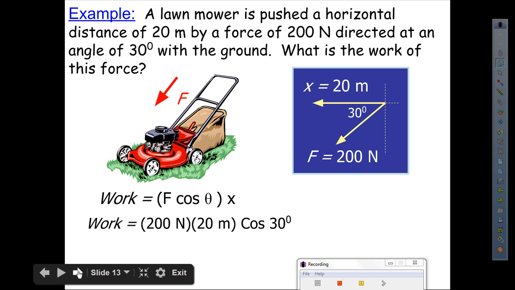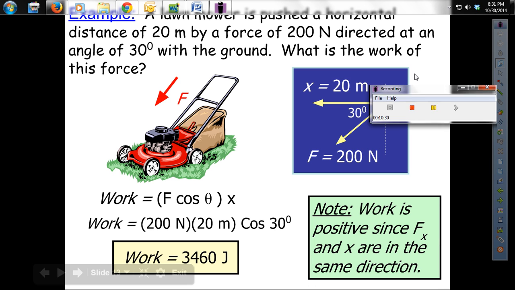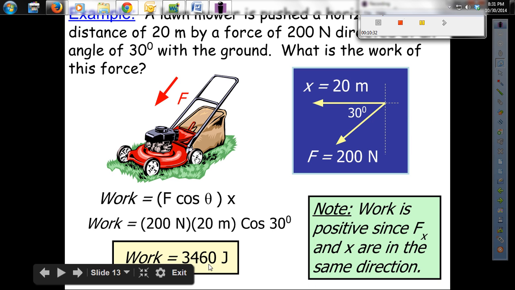That's my displacement. So there's my work is equal to 3,460 joules. Work is going to be called positive because Fx and x, the displacement, are in the same direction.